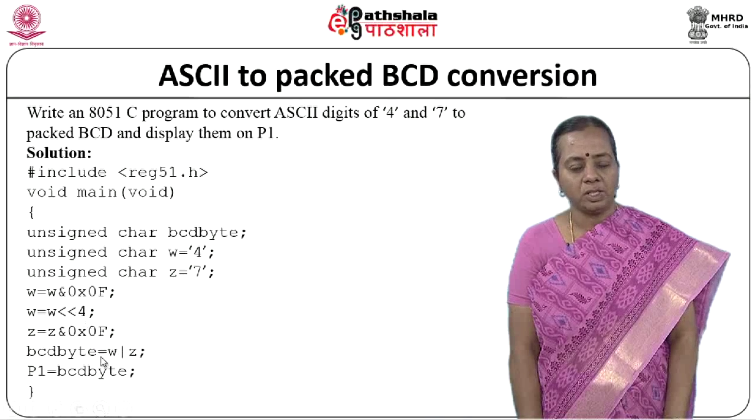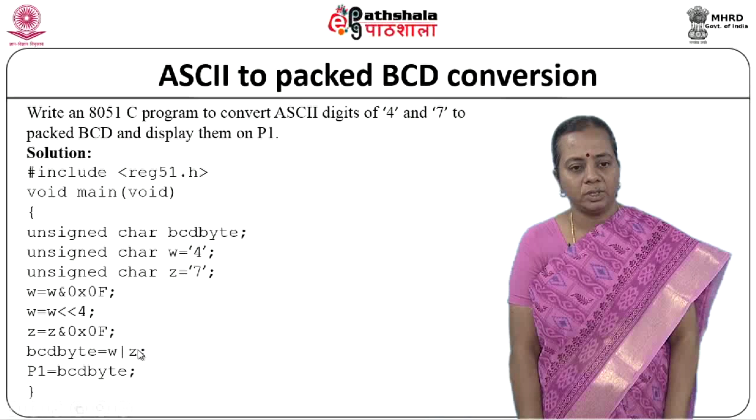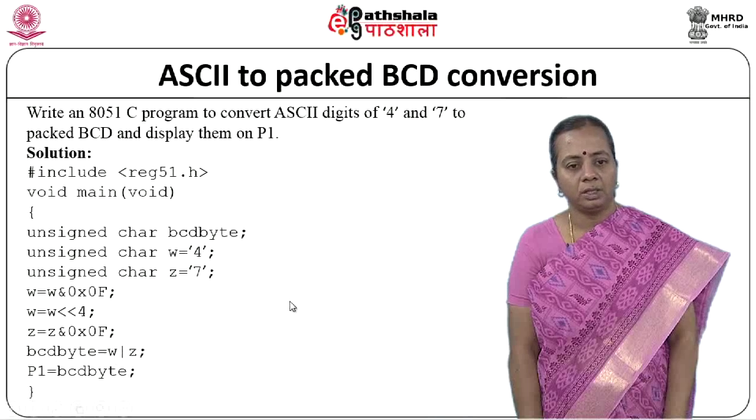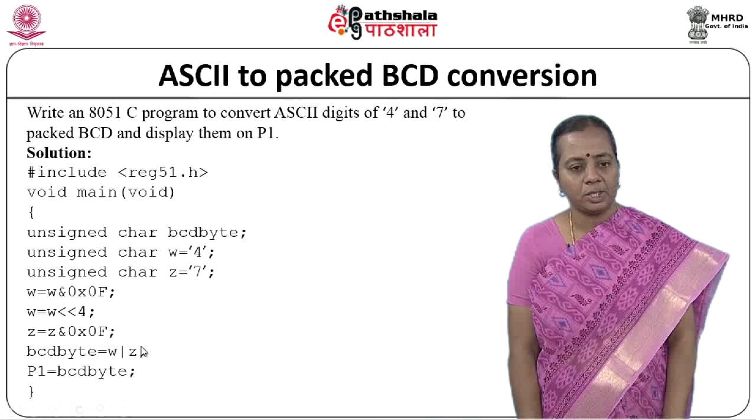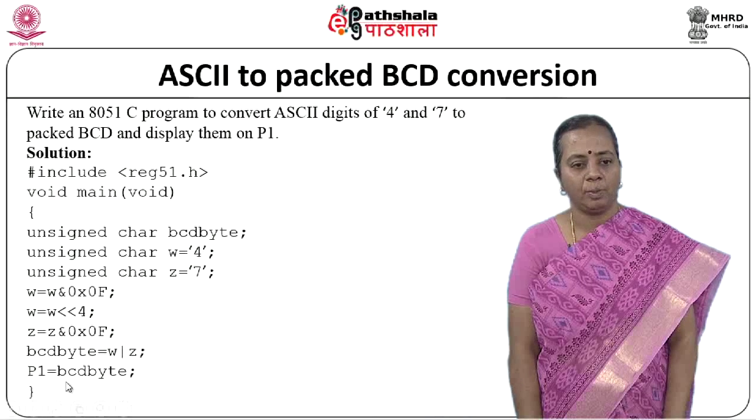Now this 4 is already there, which is ORed with this 7. Previously we know that 4 then 0 is there, now 0 7 is there with this particular value. Now these two are added together. So 40 with 07 is ORed, we will be getting 47 as the BCD byte. Now this 47 is outputted at port 1.